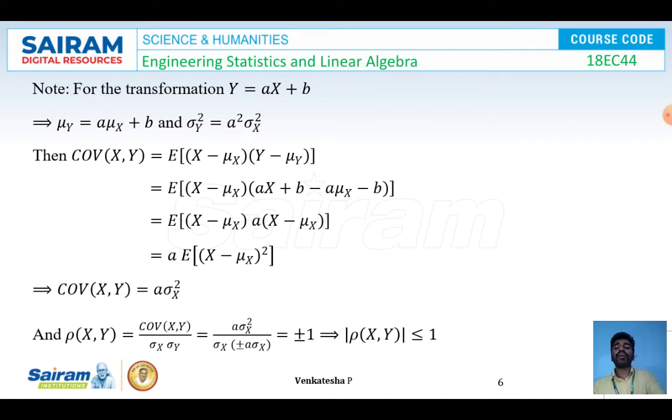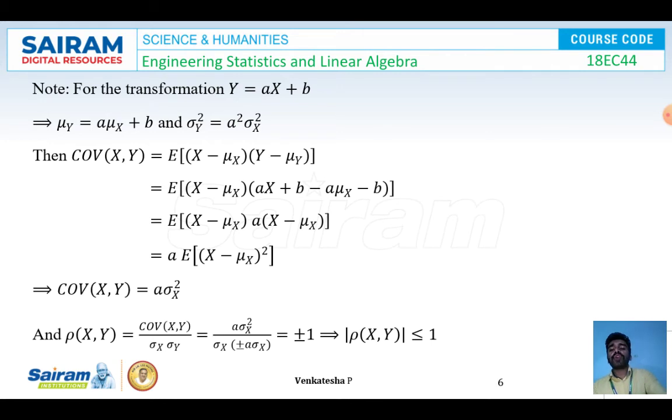Now I'm going to find the covariance of xy. The formula is expectation of (x minus mu x)(y minus mu y). I'm keeping x minus mu x as it is, replacing y as ax plus b and mu y as a mu x plus b. So I got the equation expectation of (x minus mu x)(ax plus b minus a mu x minus b). b gets cancelled. So taking a common from ax and a mu x, I got expectation of (x minus mu x) a into (x minus mu x), I got a into expectation of (x minus mu x) whole square. So I got covariance of xy is equal to a sigma x square.